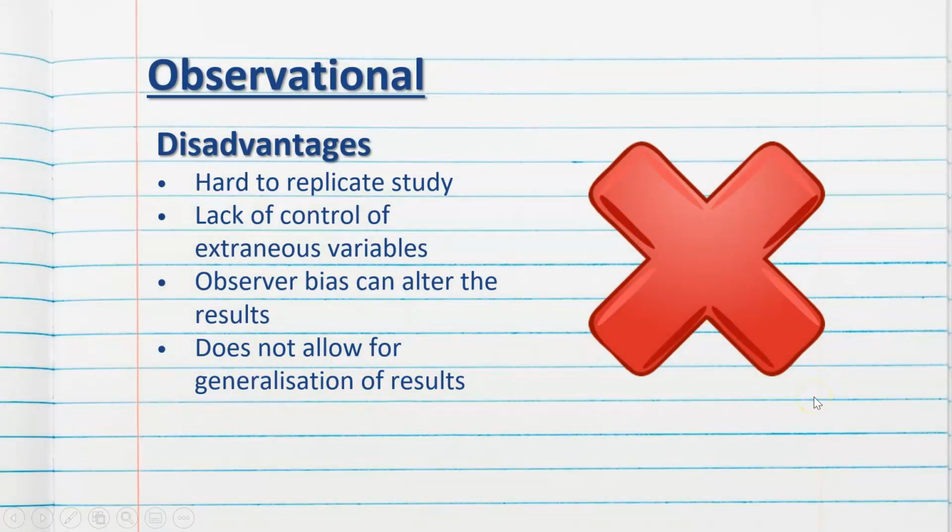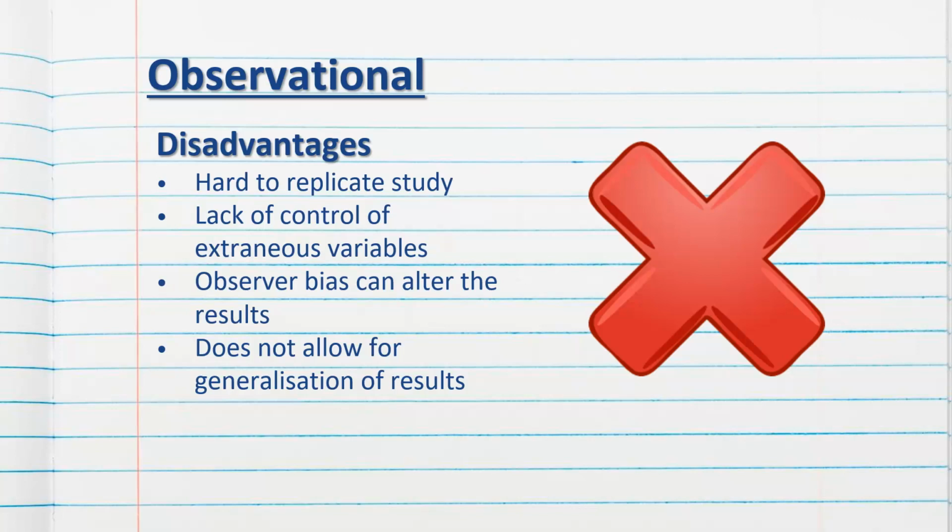However, it has its disadvantages as well. It's extremely difficult to replicate the study of an observational design. Because we are simply going and observing our participants, we have little control. So it's very unlikely that what we observe on a Monday, for example, will be exactly the same as what we observe on a Wednesday.